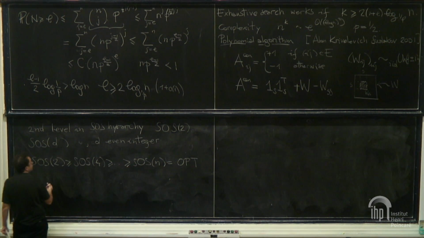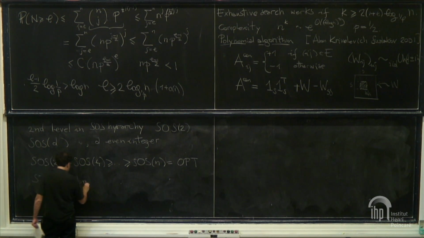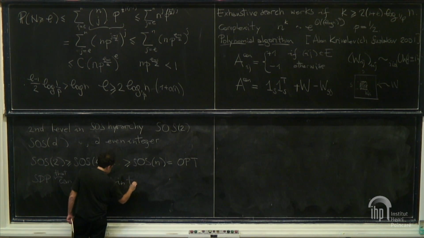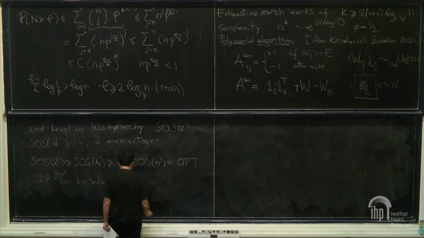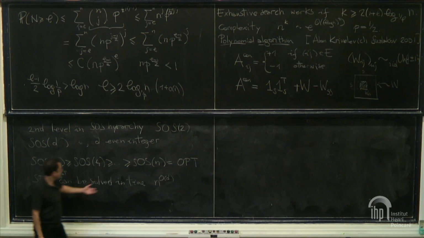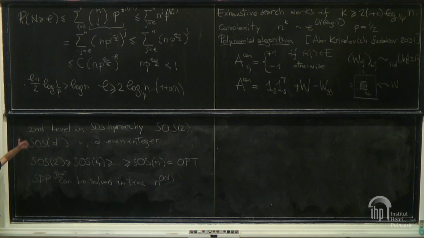Also, this is an SDP relaxation. Each of these is an SDP that can be solved in time n to the order of D. So it's something that you don't really want to do at home, but it's like a huge hammer. So for any constant D, you can do it in polynomial time. It's a huge hammer in the sense that for this type of problem, people working in the field have yet to come up with an algorithm that doesn't fit in the SOS hierarchy.